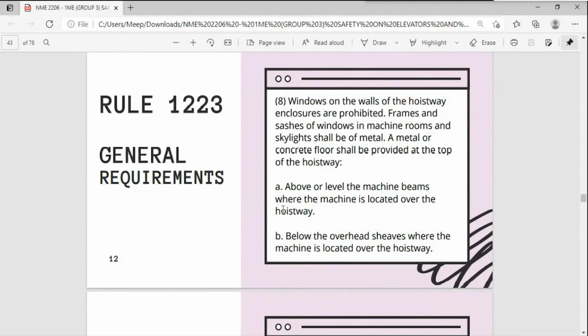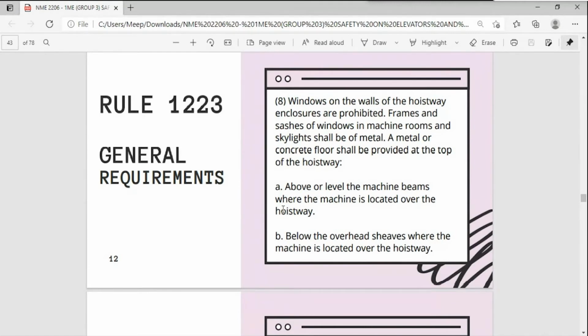A metal or concrete floor shall be provided at the top of the hoistway. Letter A. Above or level with the machine beams where the machine is located over the hoistway. Below the overhead sheaves where the machine is located over the hoistway.